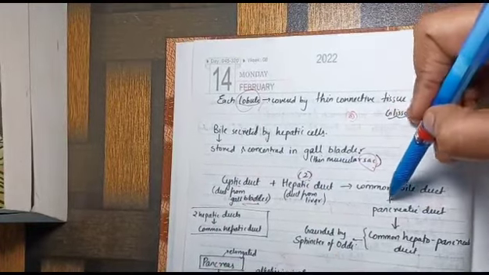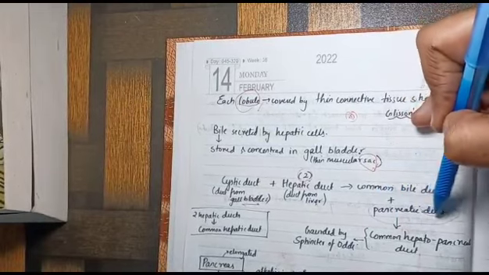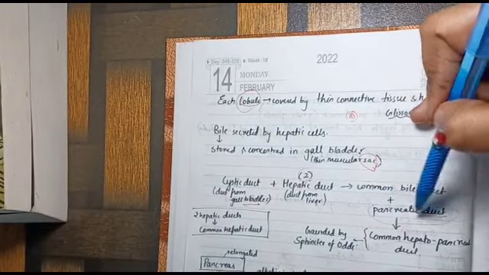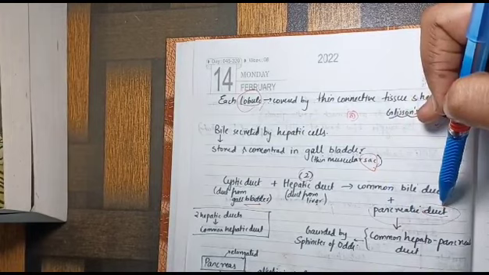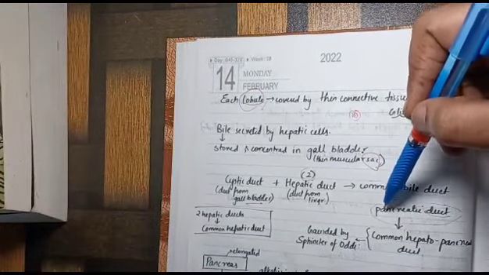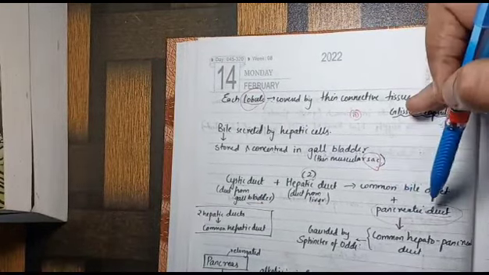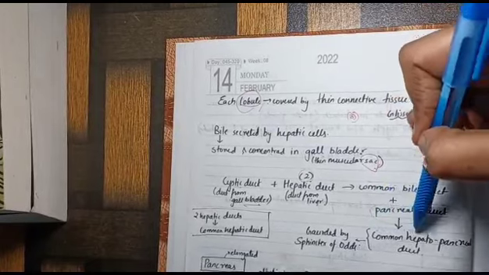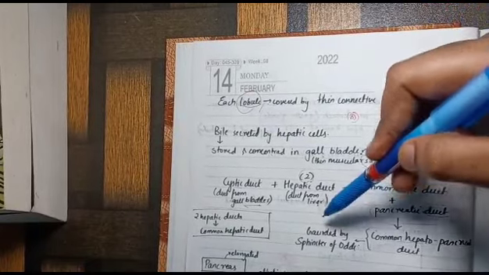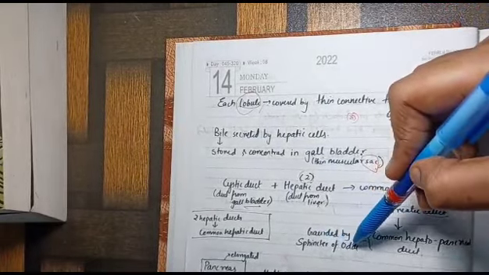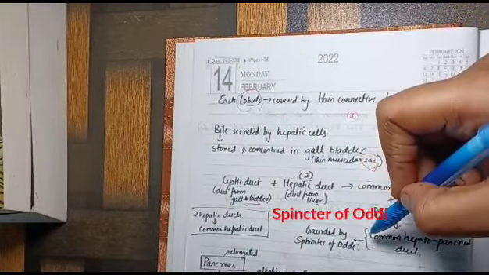Now common bile duct plus pancreatic duct. Duct, I said, means a tube coming from the organ. So pancreatic duct means tube coming from the pancreas, right? So pancreatic duct plus common bile duct gives the common hepatopancreatic duct, which is guarded by the sphincter of Oddi. This name is important.